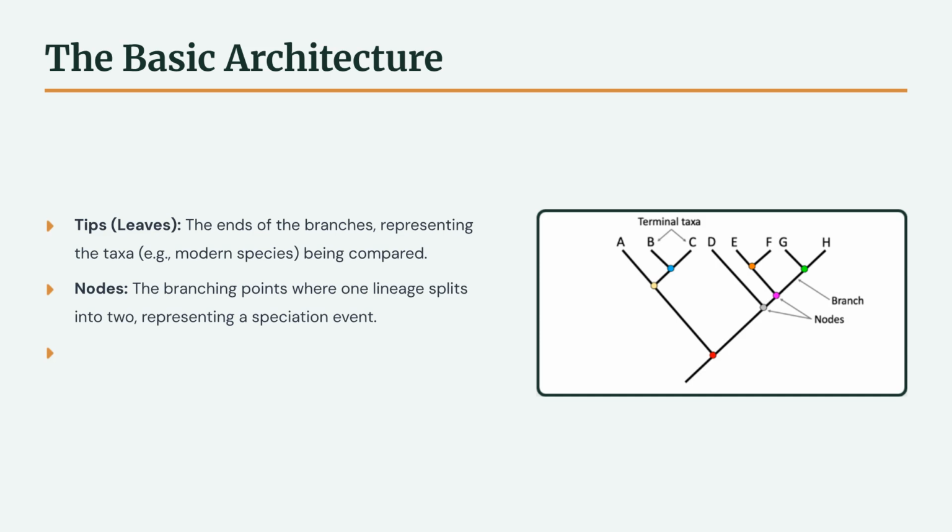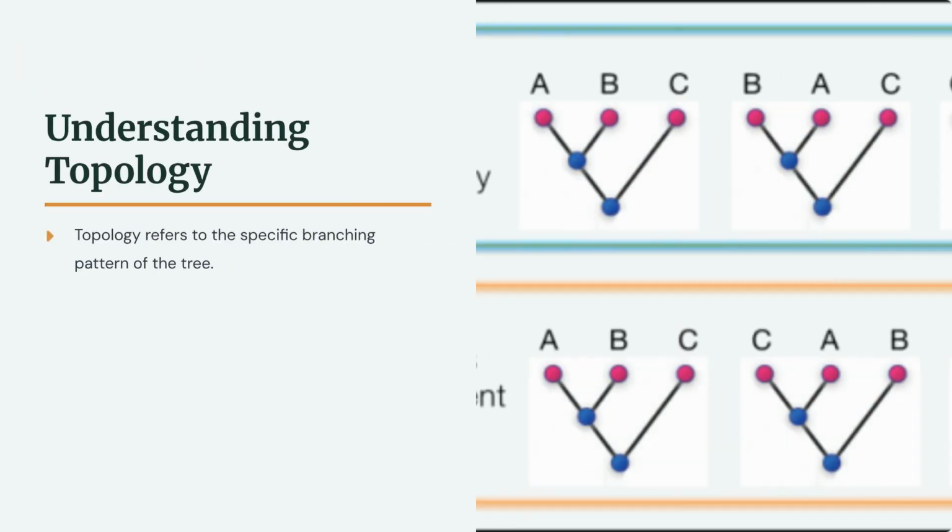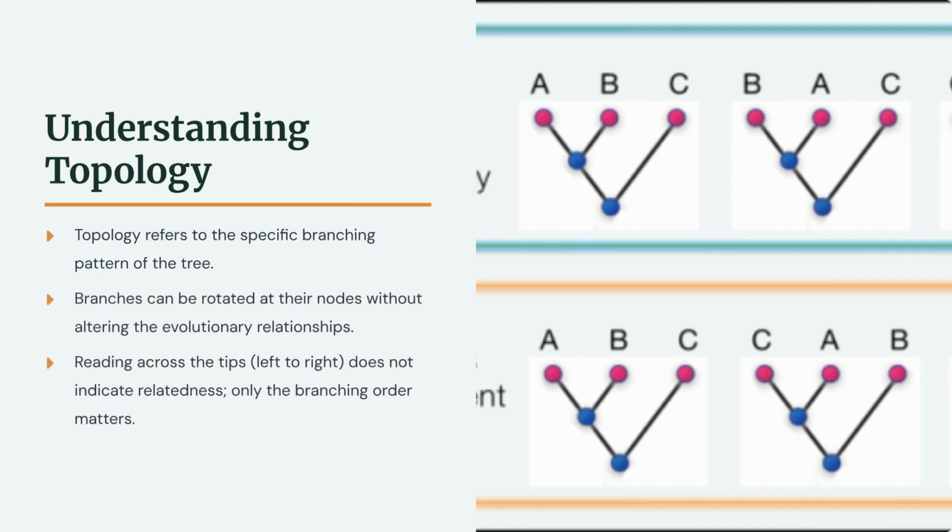Nodes are the branching points, representing speciation events. Branches are the lines connecting nodes, showing genetic lineages over time. Topology is the specific branching pattern. Branches can be rotated at nodes without changing the relationships. Remember, reading across the tips left to right doesn't indicate relatedness. Only the branching order matters.